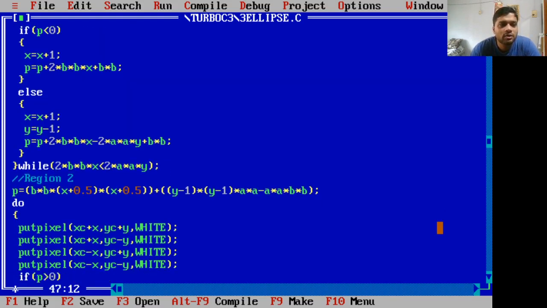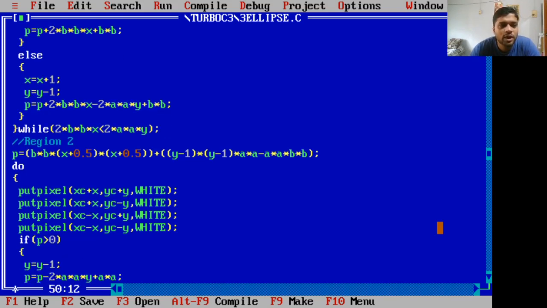And then we enter into region 2. The decision parameter in region 2 is b square into x plus 0.5 whole square, plus a square into y minus 1 whole square, minus a square b square. And immediately inside the do while loop we are going to similarly translate and copy using the putpixel command in all four quadrants.